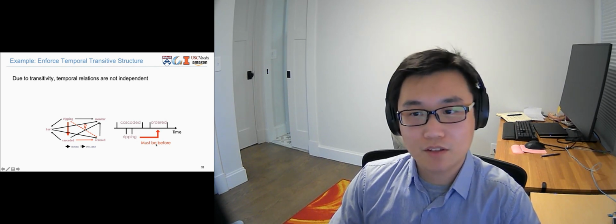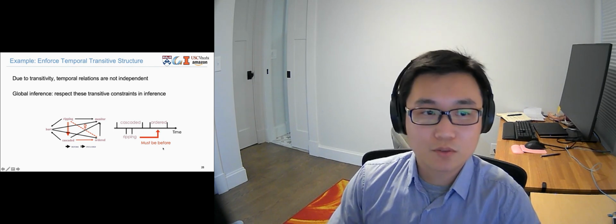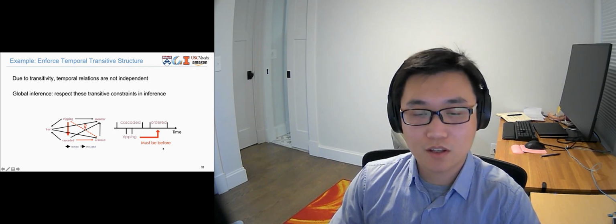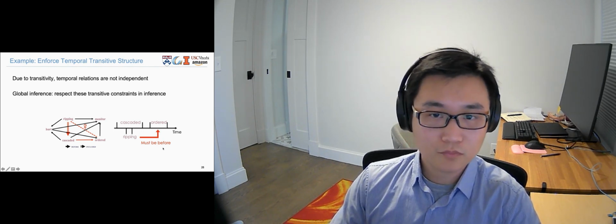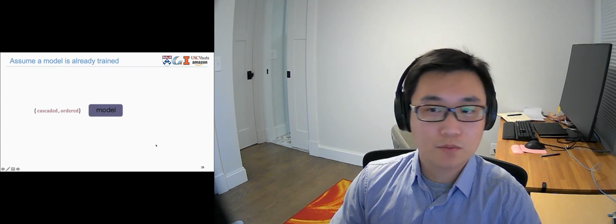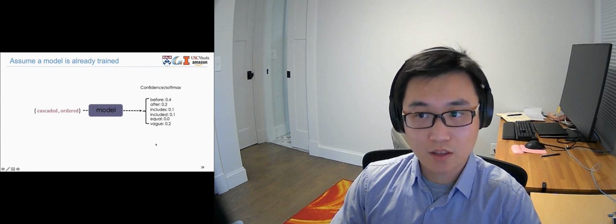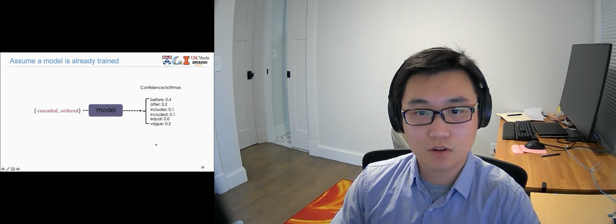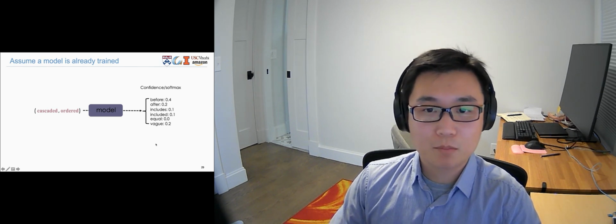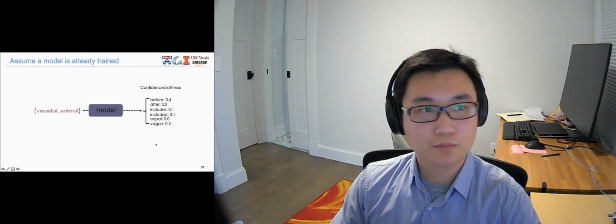One way to take this constraint into account is called global inference, which is to respect these transitive constraints in one's inference. That is, assuming a model is already trained, then for a pair of events, the model will predict the confidence or softmax score for each label. Based on these confidence scores, we solve for the final temporal graph.